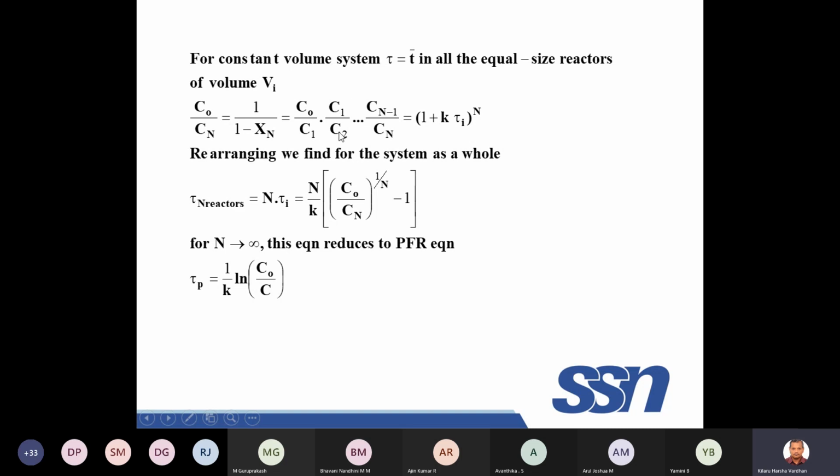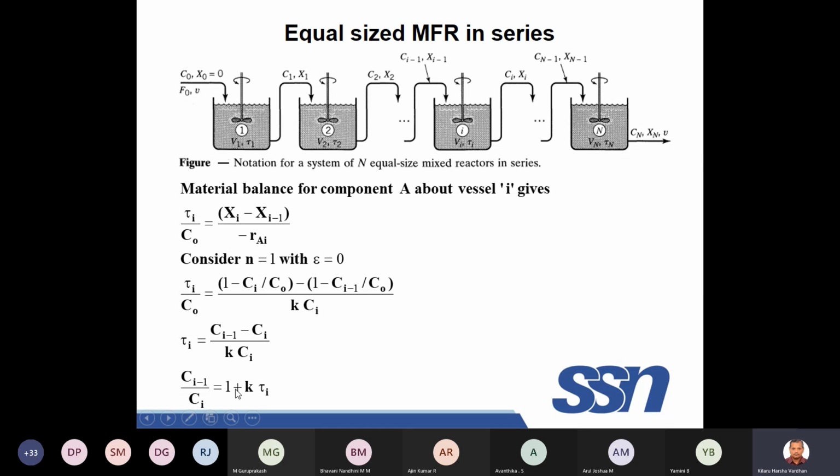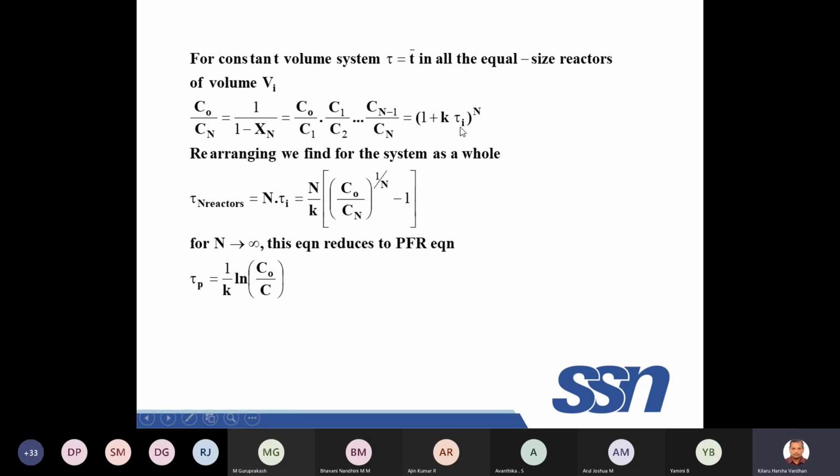So C1 and C1 cancel, C2 and C2 cancel, Cn minus 1 and Cn minus 1 cancel, and you get C0 to Cn. What is C0 by C1? C0 by C1 is nothing but 1 plus k tau 1. Like that, 1 plus k tau 2, 1 plus k tau 3. Since tau i is the same, you get the power n, because there are n reactors. It is all the same, so C0 by Cn is like this.